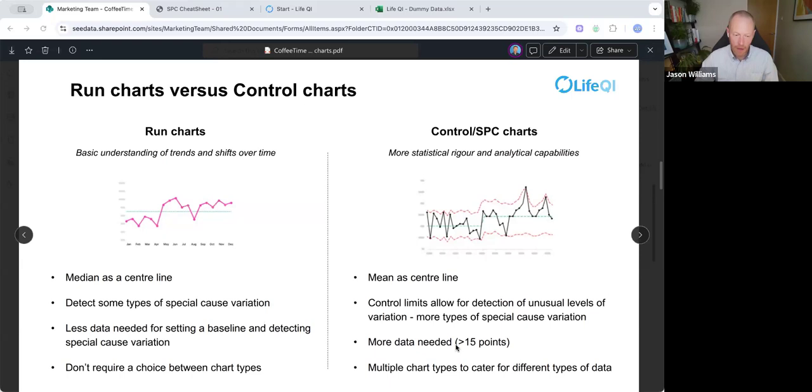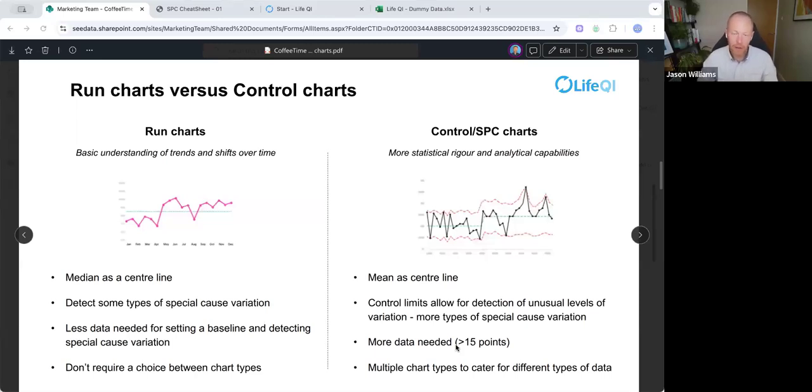So in some sense, if you're not going to have very much data, if you've only got a year's worth of data and you can only collect once a month, 12 data points, then a control chart might not be as appropriate. You might need to use a run chart just because you can get going with fewer data points.